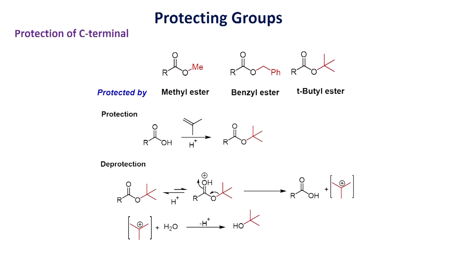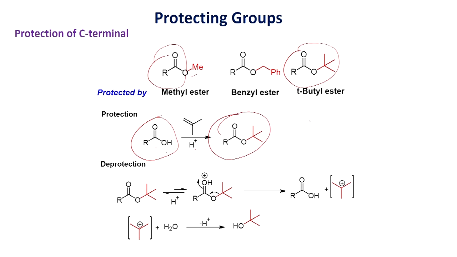Here some examples are shown for the protection of carboxylic acid groups. For example, if you have a carboxylic acid, you can protect it by converting it into an ester. Here you can convert it into a methyl ester, benzyl ester, or tertiary butyl ester. This protection can be carried out. For example, if you want to make the tertiary butyl ester, you can take the carboxylic acid and react it with isobutene in the presence of acid medium.